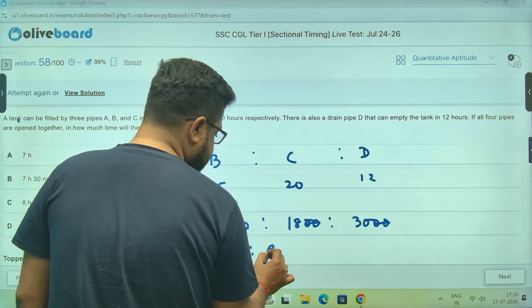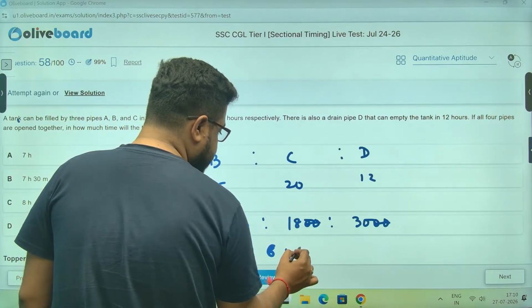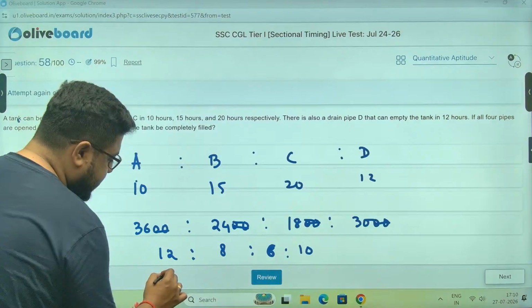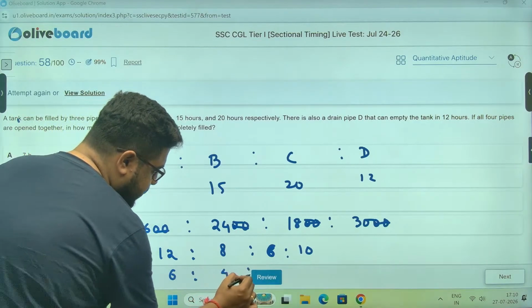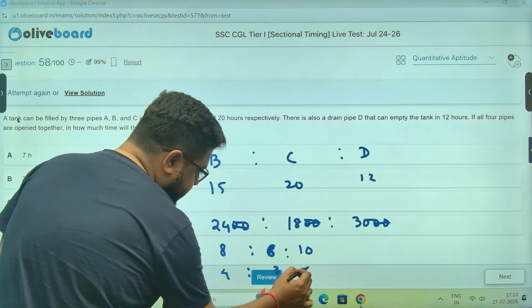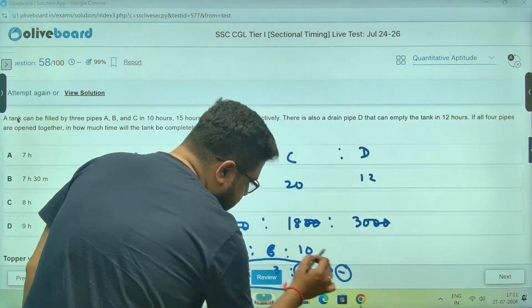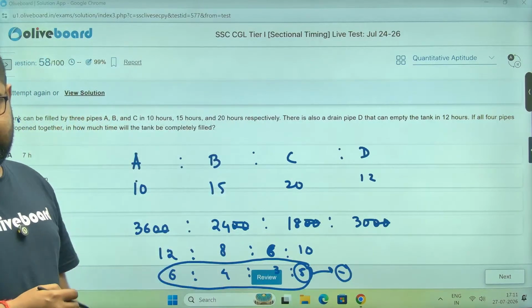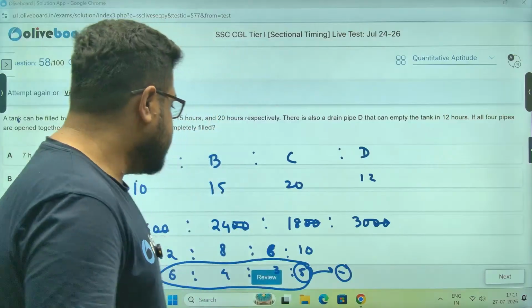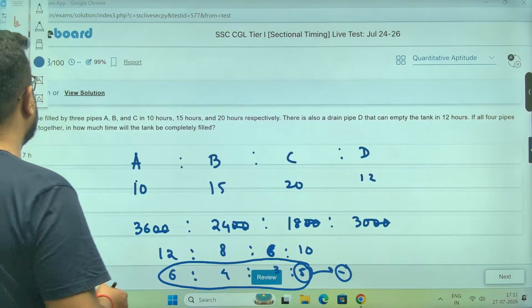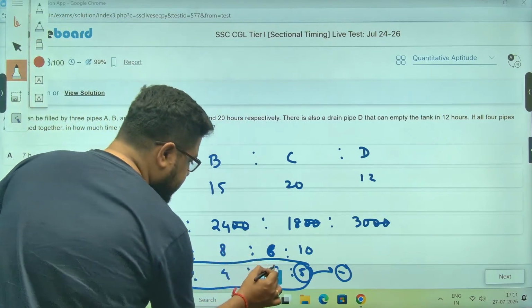3 6s are this, 3 10s are this. Again, another 2 I can also cancel. 6 4 3 5, that's the efficiency ratio. Remember, this is negative, sir, because D is an outlet pipe. Right? Acha. This is 3.